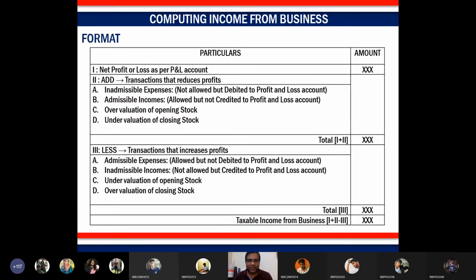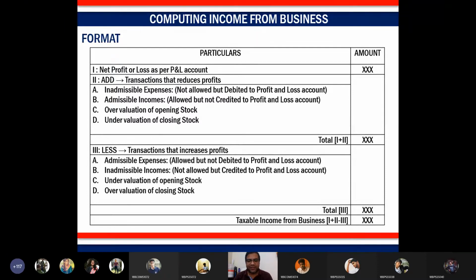So what are we supposed to do when business profit is already given in the profit and loss account? The answer is that the profit and loss account which is prepared, and the net profit which is shown in it, cannot be considered for taxable purposes. For taxation purposes, that profit cannot be considered for a simple reason: there are incompatibility issues.